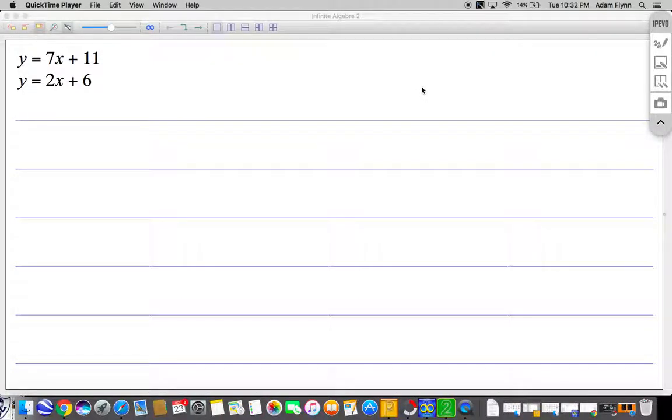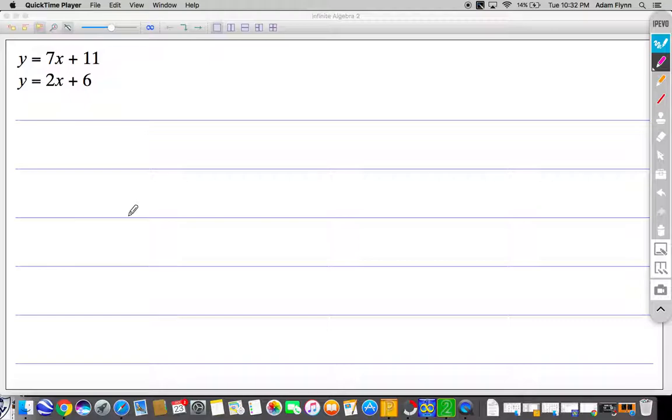This is the example video for substitution. So let's take a look at the first problem. y equals 7x plus 11 and y also equals 2x plus 6. To solve a problem like this, we have two equations where the y is all by itself. That's good news. That's good for us.